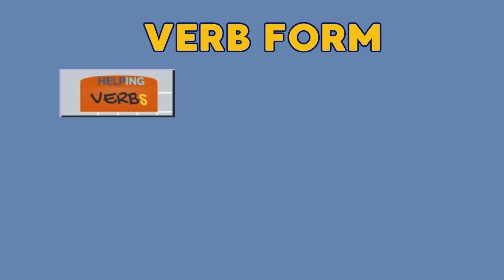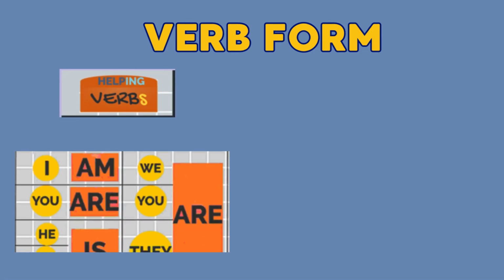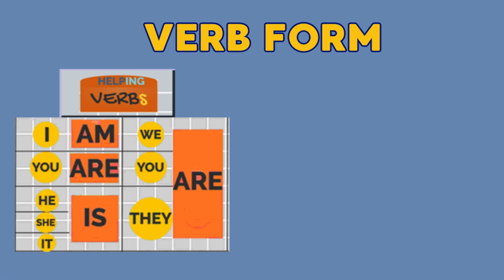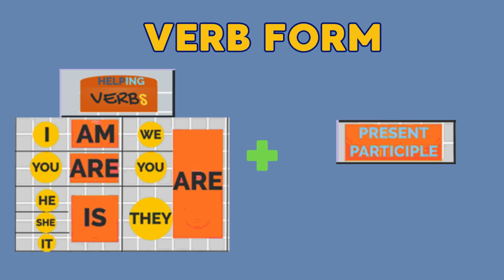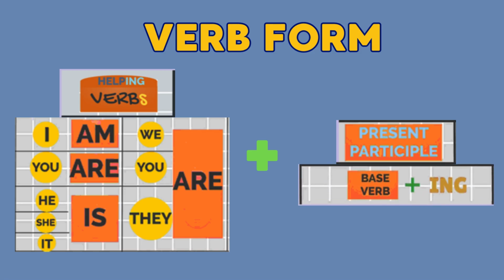The present continuous of any verb is composed of two parts. The helping verb to be in the present tense and corresponding form, plus the present participle of the main verb. The present participle is formed by adding ing to the base verb.